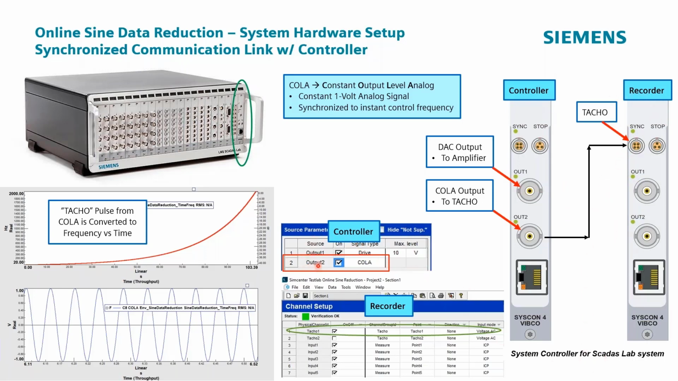On the controller interface, you'll check the box here to output the controller and output 2 in the Sine setup workbook. Then in the SCADAS recorder, you have to make sure to enable the tacho 1 channel to pull that data in. Essentially what we do here is convert that into a frequency versus time plot. That allows us to know what frequency we're at and apply that in any live or post-processing of the incoming data into the system.